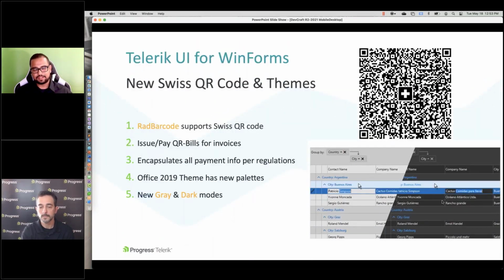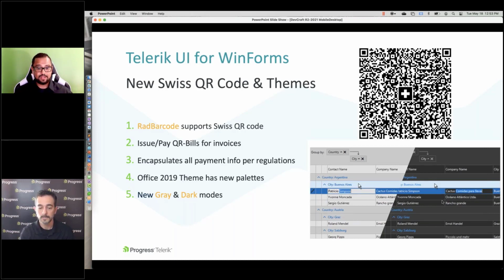Swiss QR code makes its way in WinForms as well. You can see that it's all over. And this one has the Office 2019 theme, which we had introduced one release back. Now it has two different themes. You can see that little diagram here. It's showing you the cutoff with a gray theme and a dark mode. So two different modes for your existing theme, now with just two different palettes.